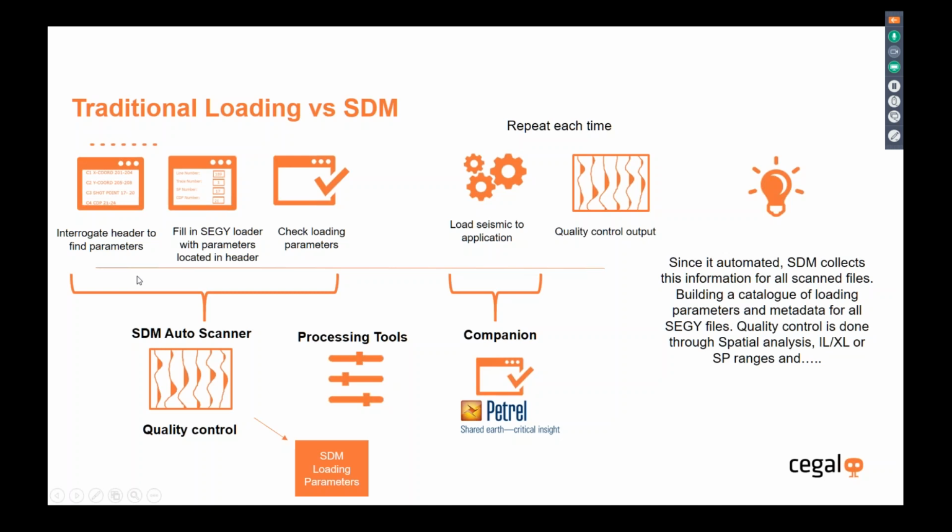So with the SDM, this process is really streamlined again through our use of automation. So here in the SDM, the first 3 steps are really handled by the automatic scanner. The auto scanner will go to the headers, check the parameters, and do some validation to figure out the correct loading parameters of the data.